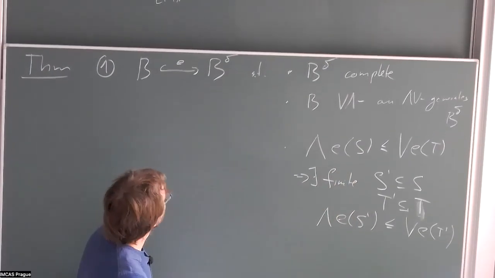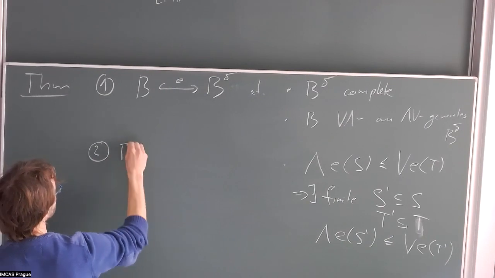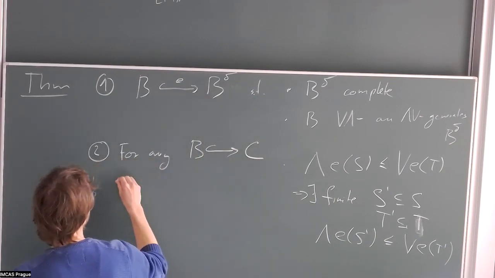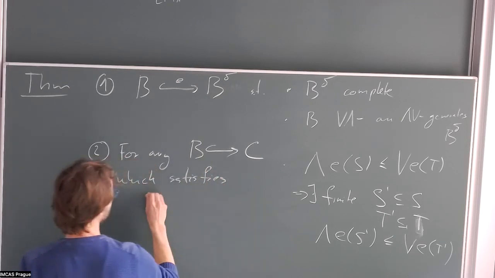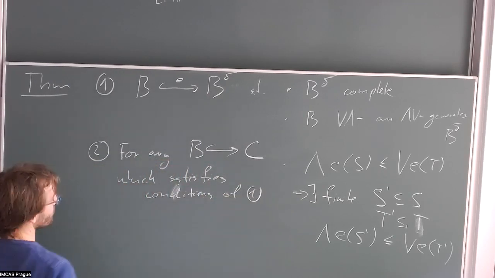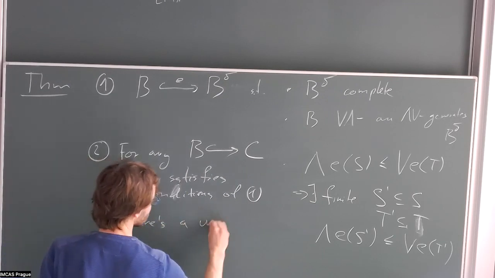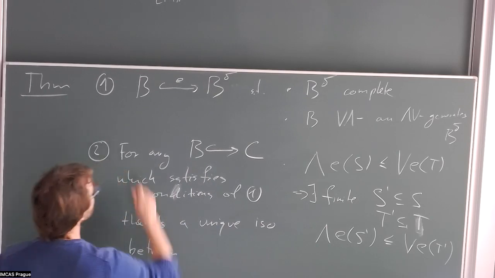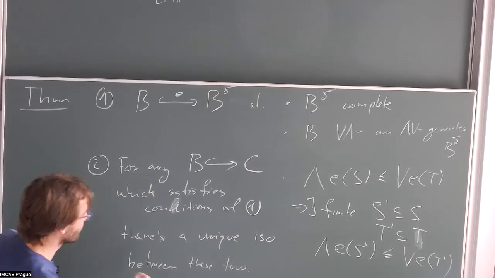All right. So they notice, first of all, this property, and second of all, for any embedding of B into C which satisfies conditions of one, there is a unique isomorphism between these two embeddings. So this is unique up to a unique isomorphism actually.